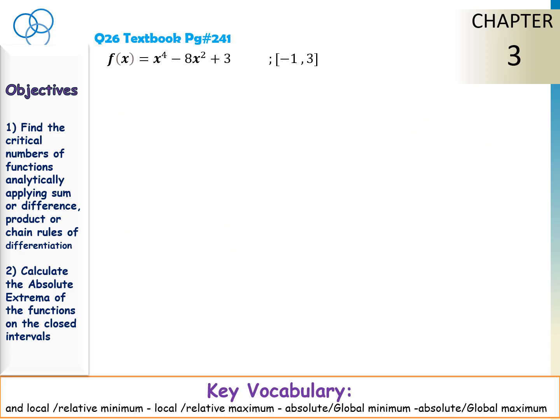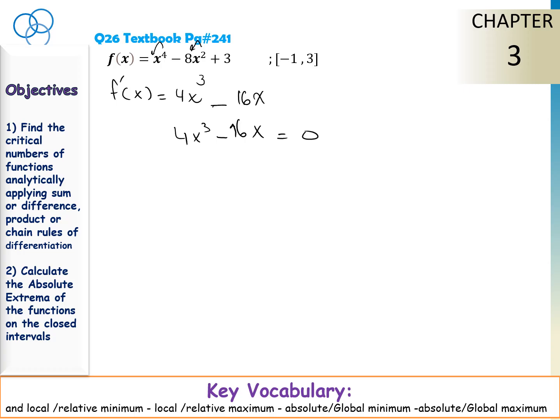Another question, when the power is 4. So take the derivative: f prime of x equals, bring the power as a coefficient, 4, x from the power subtract 1, so 3. Minus, multiply the power with the coefficient, so 8 times 2 is 16. X from the power subtract 1, you get 1. The derivative of 3 is 0. After that, set the equation equal to 0.